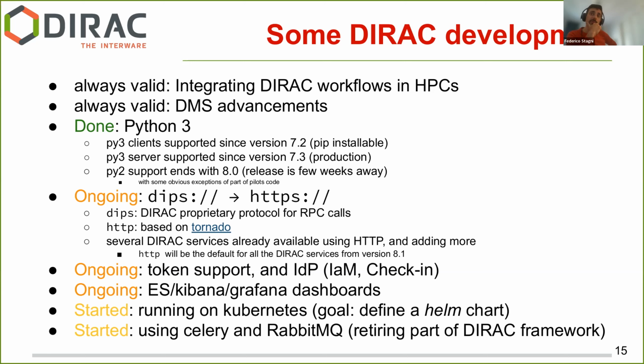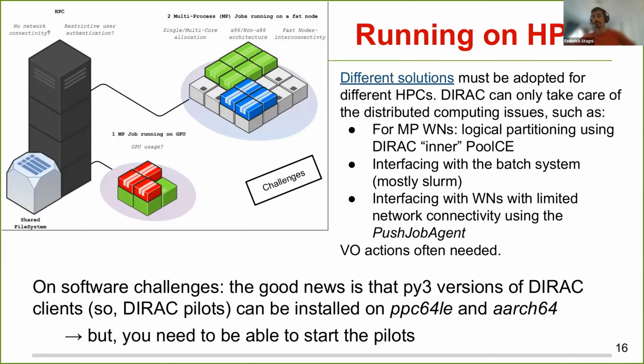We moved to Python 3. We are moving to HTTP services based on Tornado, and we are moving to integrate token support and the new IDPs like EGI Check-in, and provide Elasticsearch, Kibana, and Grafana dashboards. We also started to take care of the deployment, with the goal of providing a Helm chart and running on Kubernetes, and also to use Celery and RabbitMQ, retiring part of the old DIRAC framework.